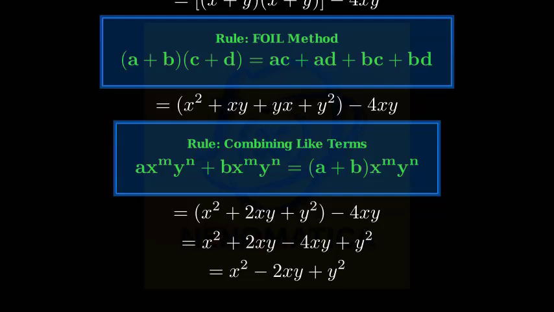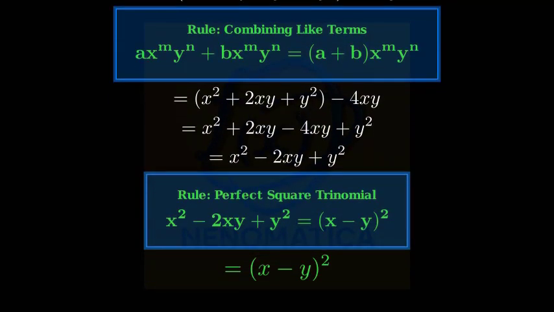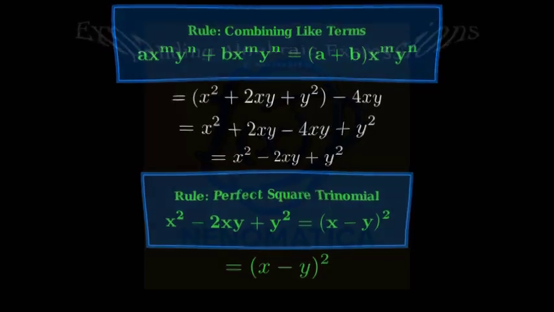Interestingly, this result is the difference of squares formula in reverse. The expression x squared minus 2xy plus y squared can be rewritten as (x minus y) squared. So the original expression, (x plus y) squared minus 4xy, equals (x minus y) squared.